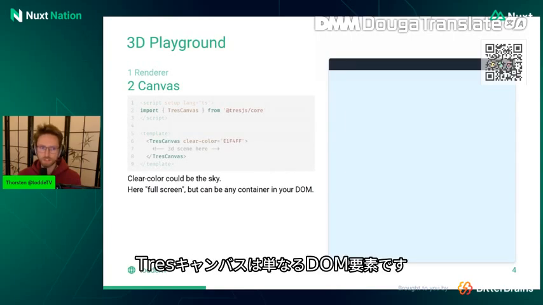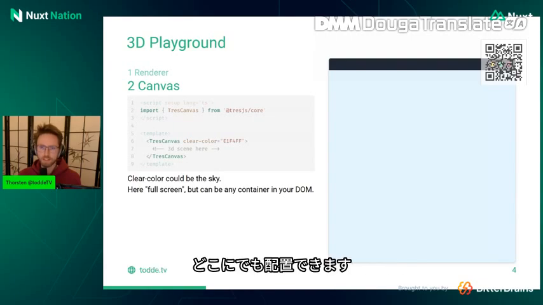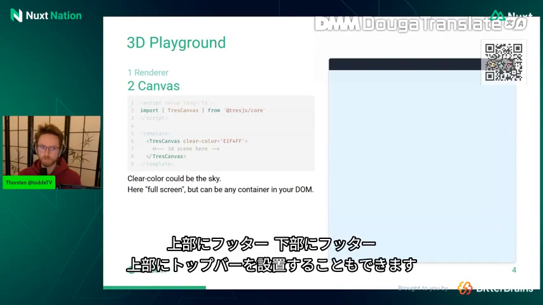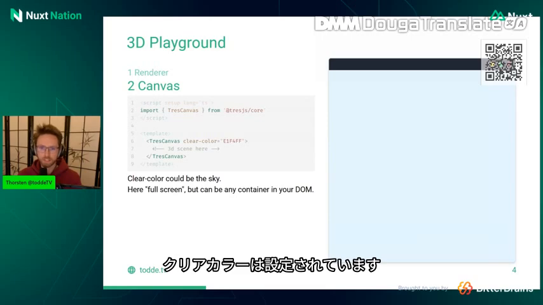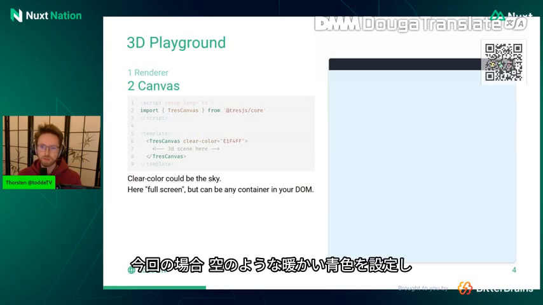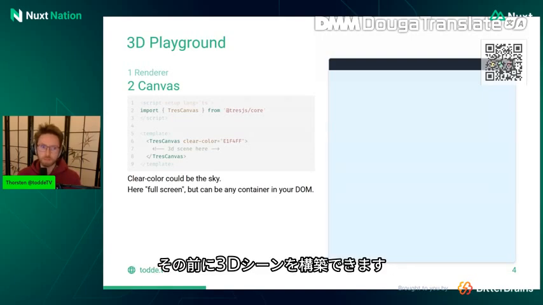The Tres canvas is really just a DOM element. You can place it anywhere. You can have a top bar on the top, a footer on the bottom. That doesn't matter. In our case, it is full screen, but it does not have to be. And the clear color is something that is set. So in our case, maybe a sky or something like that, a warm blue. We can build our 3D scene in front of it.